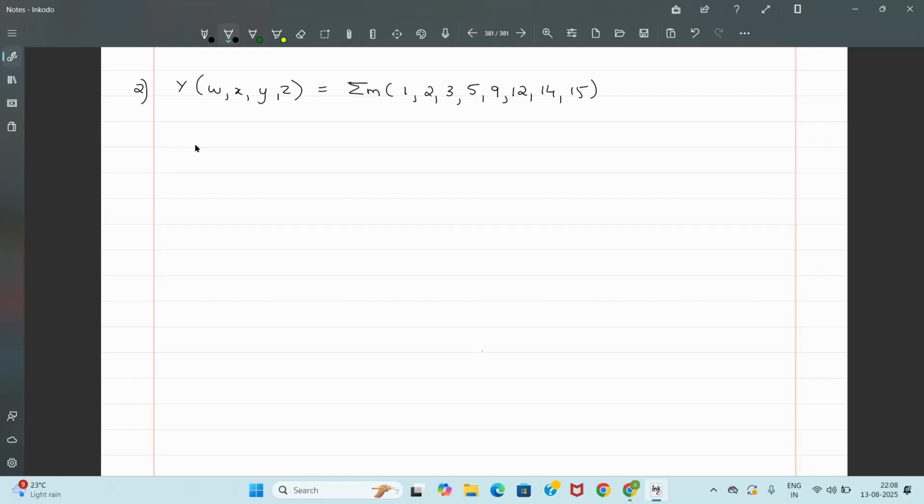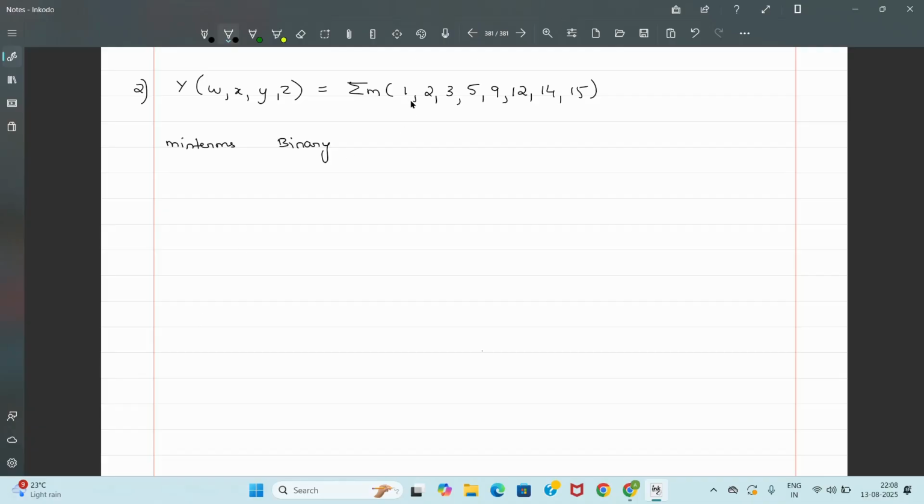As I told you, you have to draw two tables for the QM method. In the first table, you're going to write the minterms in the order of the increasing number of ones in their binary format. So first we'll see the minterms and their binary representation. We are going to arrange these numbers in the increasing number of ones in their binary form.